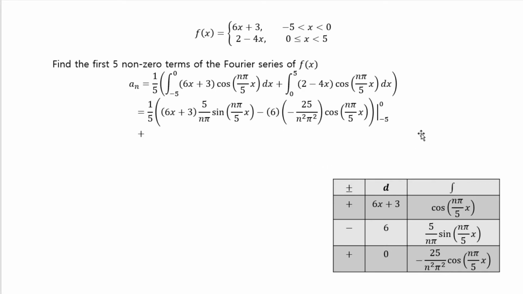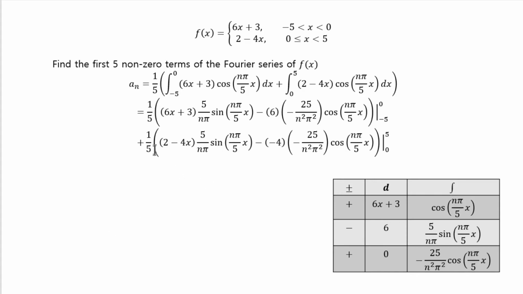But if you have seen how this is done, you can see that the only difference between the tabular for this one and tabular for this one is that this column is now replaced by 2 minus 4x and the derivative of 2 minus 4x, which is negative 4. So basically you just have this exact same integral, except that 6x plus 3 is now replaced by 2 minus 4x, and 6 is replaced by the derivative, which is negative 4. So I get the next one for free. Now you still have to plug in 0, negative 5, and 5 and 0.